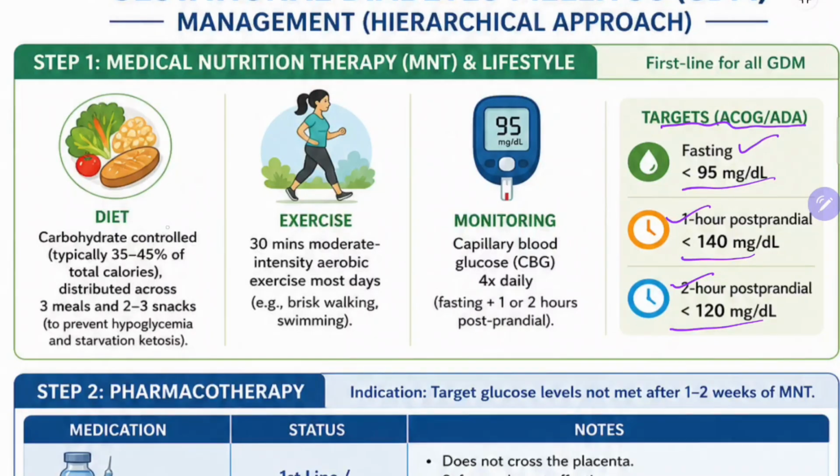So medical nutritional therapy: lifestyle, diet, carbohydrate control, typically 35 to 45% of total calories distributed across 3 meals, and in between the meals she should have 2 to 3 snacks in order to prevent hypoglycemia and starvation ketosis, because most pregnant ladies will have nausea and vomiting in pregnancy, so they will not eat actually, and we will prescribe iron tablets for these pregnant ladies, so they will have some gastric irritation.